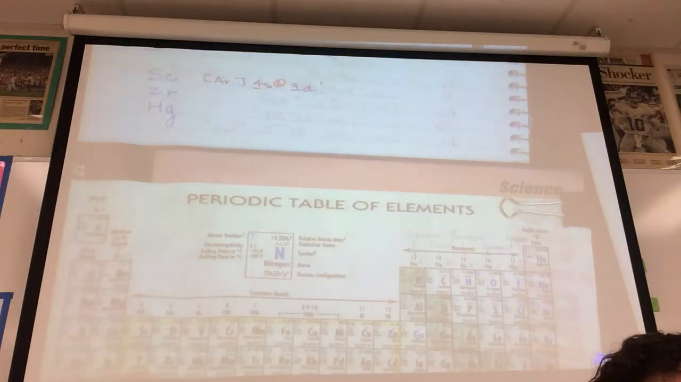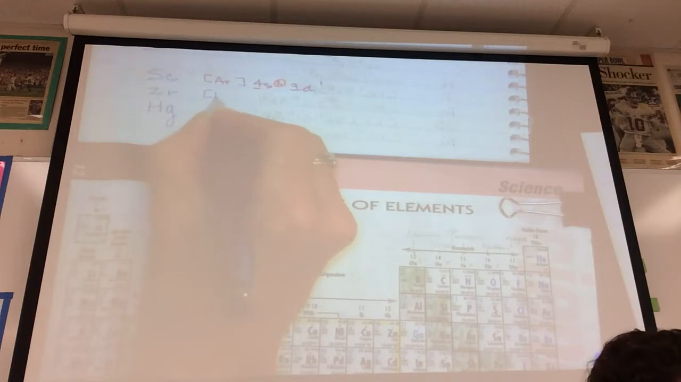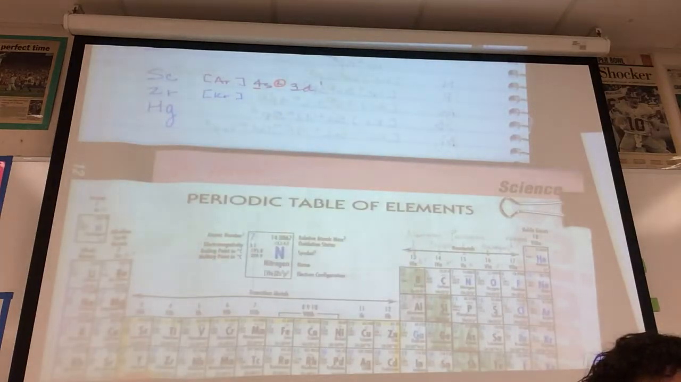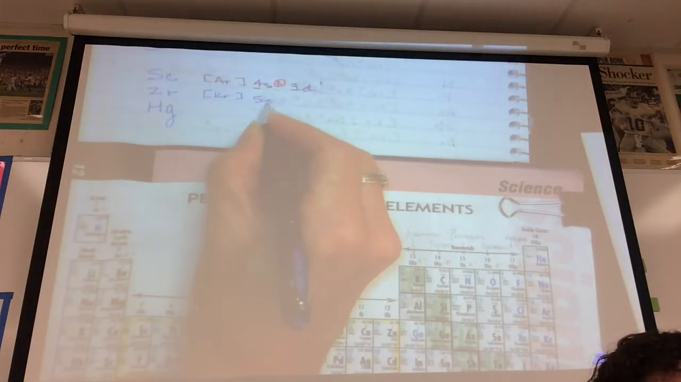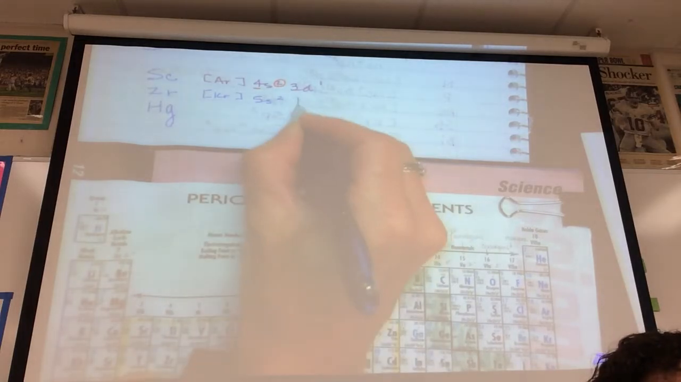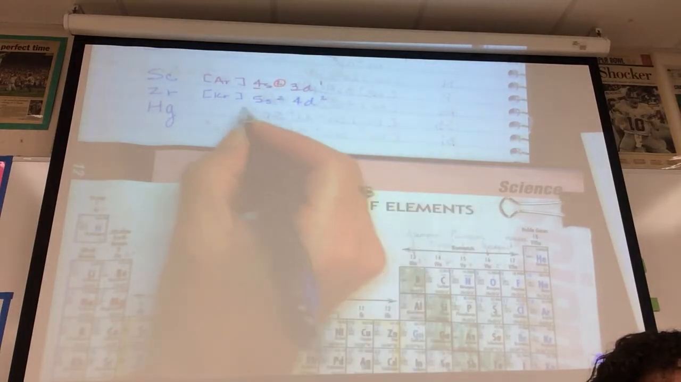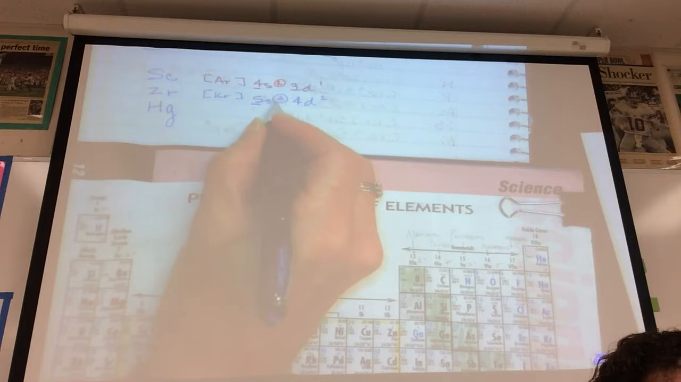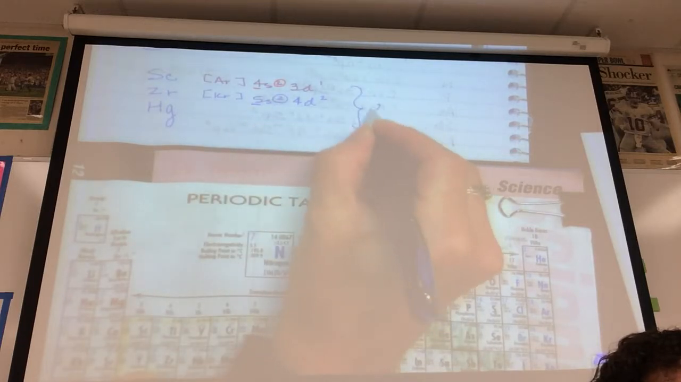Zirconium: all the way across, up one is krypton. And you've got 5s2, 4d2. And again, highest value of n, 2 valence electrons.